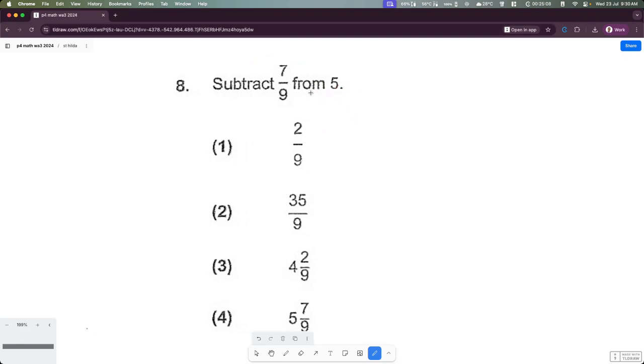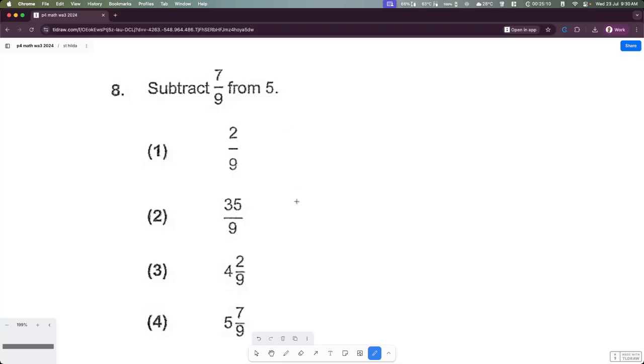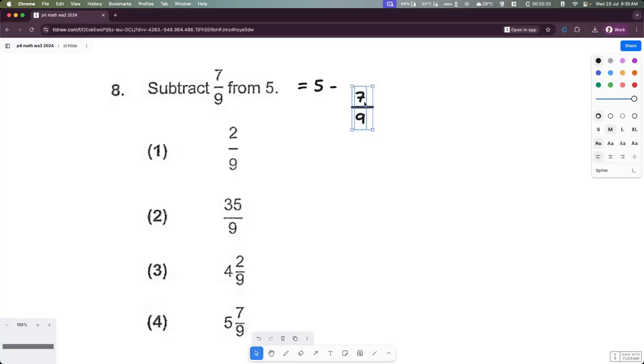So what does "from 5" mean? Basically, it means 5 minus the fraction, which is 7 over 9 in this case. That is what this whole thing means. From 5 means you have 5 minus 7 over 9. So then what will this become?